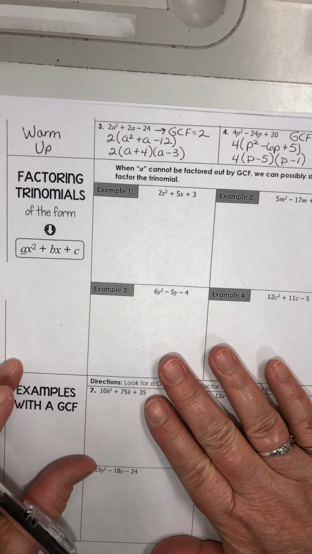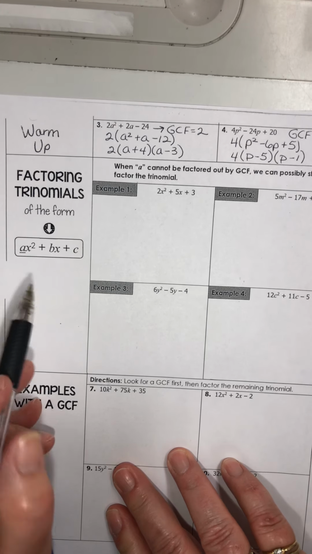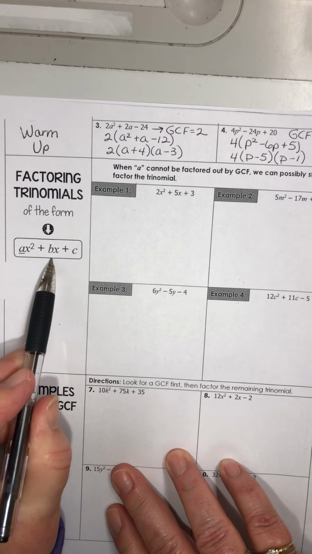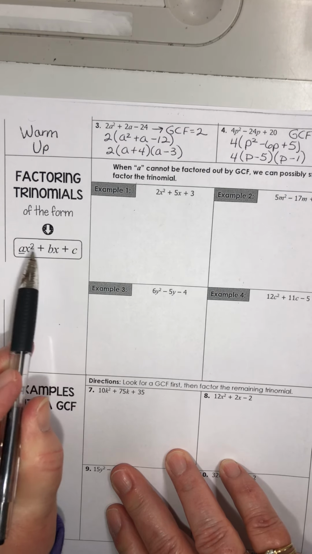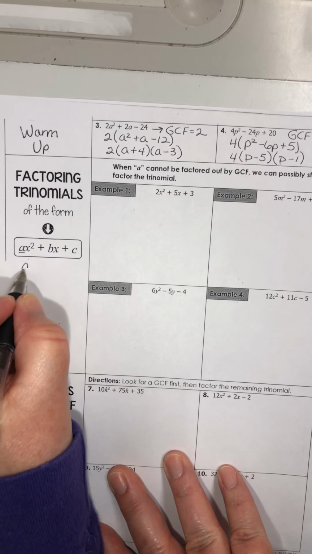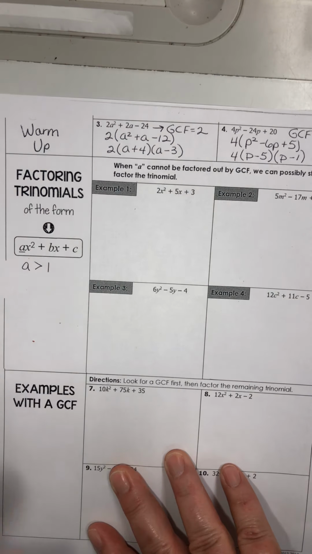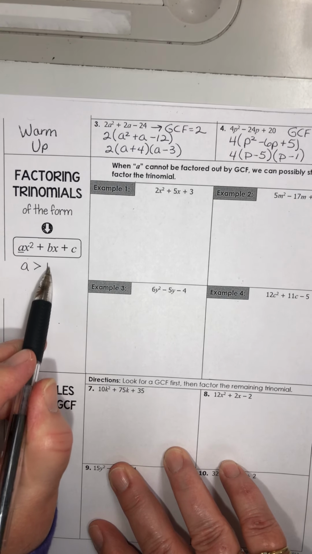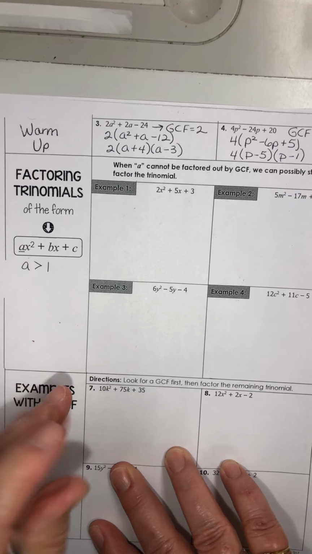Today we're going to learn how to factor trinomials in the form ax squared plus bx plus c, where a is greater than 1. We're talking about factoring trinomials where you cannot factor out a greatest common factor and still have a greater than 1.